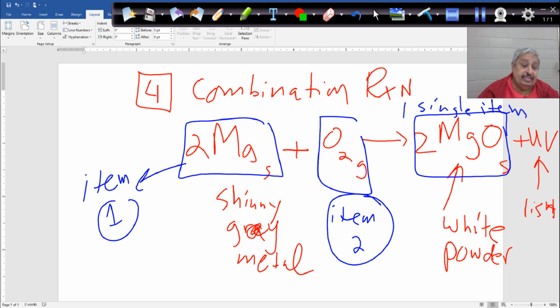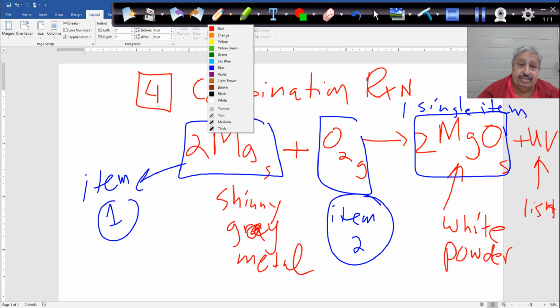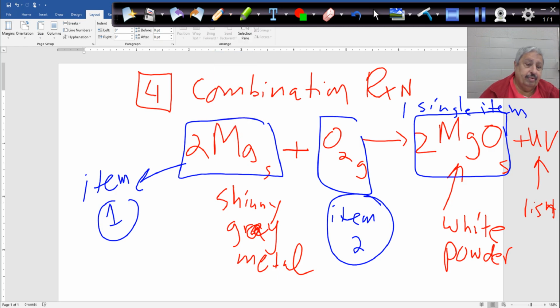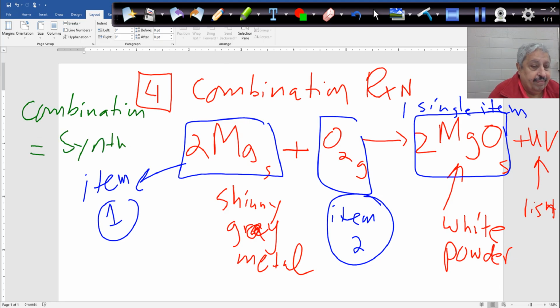Now, a combination has a synonym. Maybe we did not mention that in the lab, but at least you know that's a synonym of this. Combination is sometimes referred to as synthesis, because you are making a new compound. So the new compound is not by all means the same as the items it came from. It's not similar to oxygen, it's not similar to magnesium, and that's what we mean by combination reaction, also known as AKA synthesis reaction.